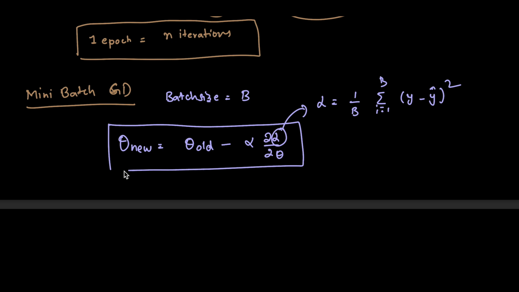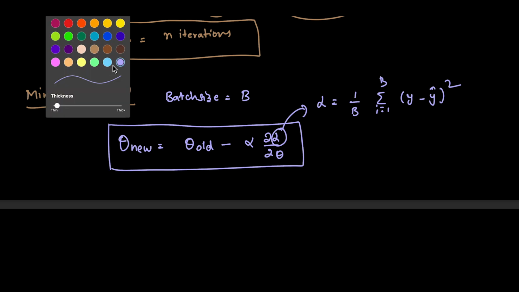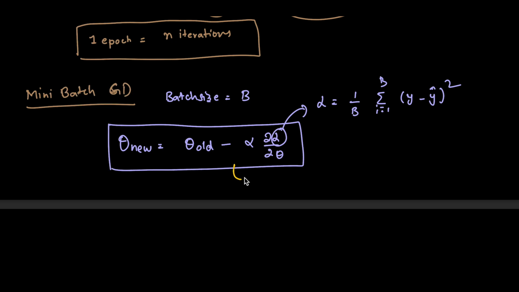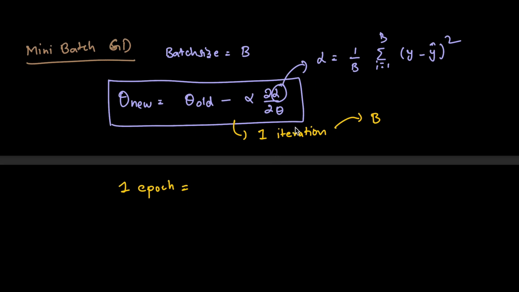This formula means that we are updating all the weights that we have, and that means that we are completing one iteration. And within one iteration, how many points are we covering? We are covering B number of points. But what is the number of points that we need to cover overall? In order to complete one epoch, the number of points that we need to cover is n. But here we are only covering B number of points. So in order to complete one epoch, what should be the number of iterations? The number of iterations should be n by B.